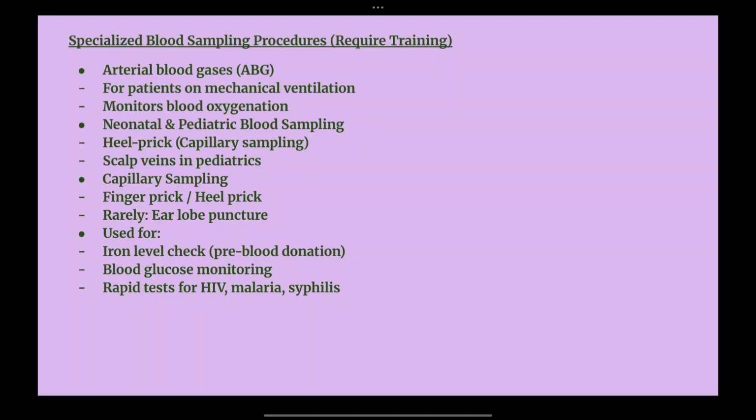Now, why is capillary sampling used? It is used for the iron level that can be checked before the blood donation. Blood glucose monitoring can also be performed with capillary sampling, and rapid tests for HIV, malaria, and syphilis can also be performed with capillary sampling.